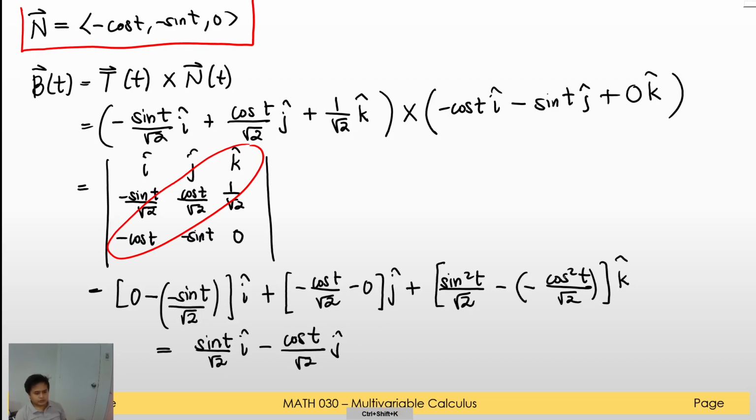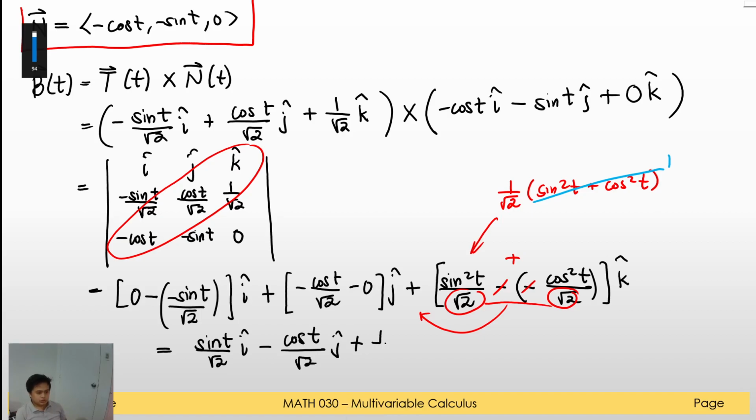And then this one can actually be simplified. This will become positive, right? And then the square root of 2 can be factored out. So this will become 1 over square root of 2 multiplied by sine squared t plus cosine squared t. And we know that this is equal to 1. So this will be just 1 over the square root of 2, and then k hat. So this will be your binormal vector.